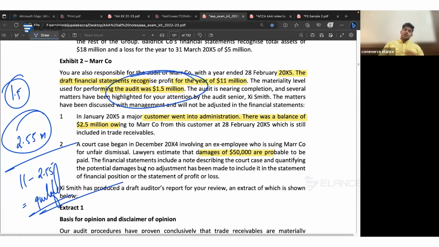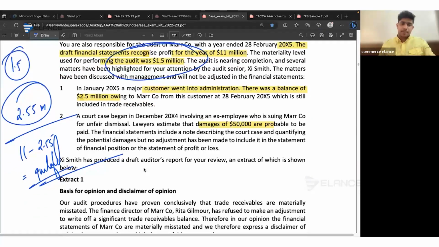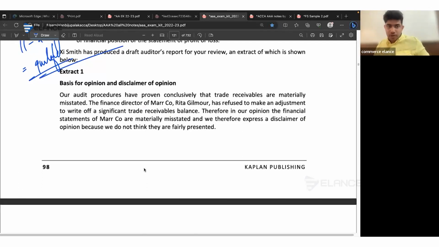So the first thing that you need to do when you get a question on critical appraisal is to consider which type of opinion is actually required to be expressed by the auditor. From this, we have concluded that the auditor needs to express a qualified opinion. And the next thing that we need to do is clearly check whether the opinion provided by the auditor is appropriate or not.